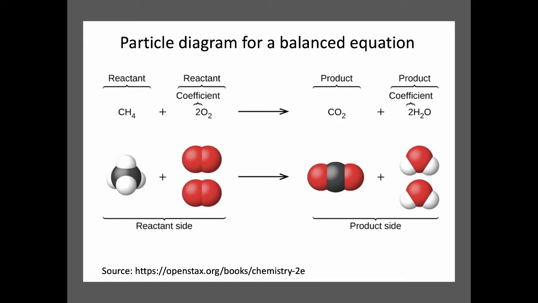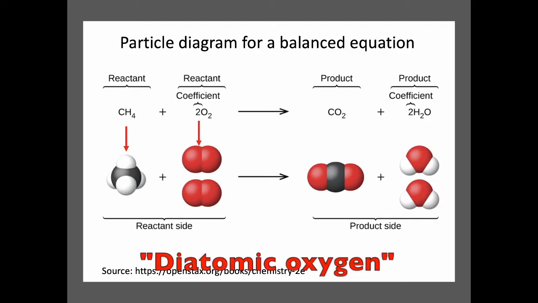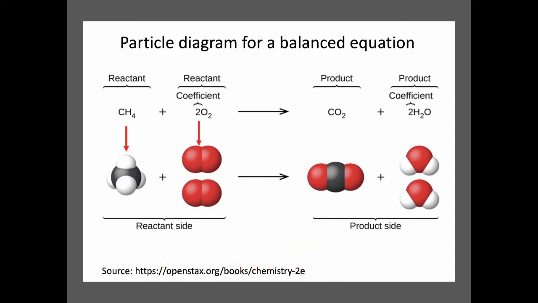This slide shows a particle diagram for a balanced equation. We like to represent equations in many different ways, and the particle diagram is nice because it can really help you visualize what's going on. On the left-hand side, we have a methane molecule. It reacts with 2 oxygen molecules. In this particle diagram, you can see that each oxygen molecule has 2 oxygens in it. We call this diatomic oxygen. In nature, oxygen likes to exist as 2 oxygen atoms bonded together.